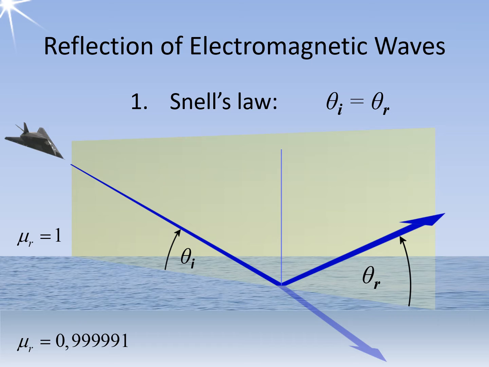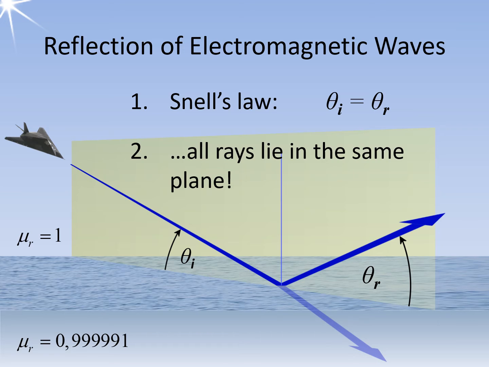There are two primary laws of reflection. First, the angle of incidence, theta I, is equal to the angle of reflection, theta R. In other words, when an electromagnetic wave strikes a surface, it will be reflected off the surface at the same angle it approached. This phenomenon is called Snell's law.